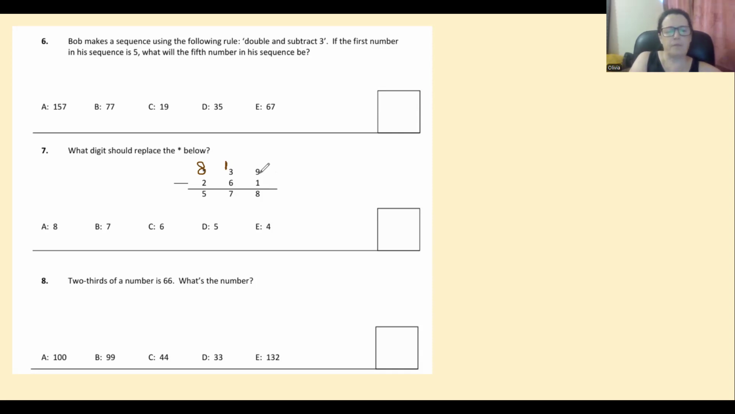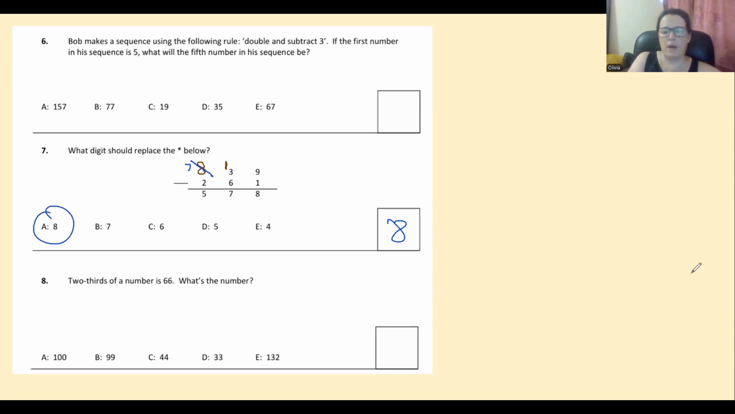9 take away 1 is 8. 3 take away 6 I cannot do. Well, 3 I can do, but not in this case. 3 take away 6, I go next door. I'm going to take 1 from 8, and the 8 becomes a 7. 7 take away 2 is 5. So initially, my number is 8. 8 goes in there, which is A.